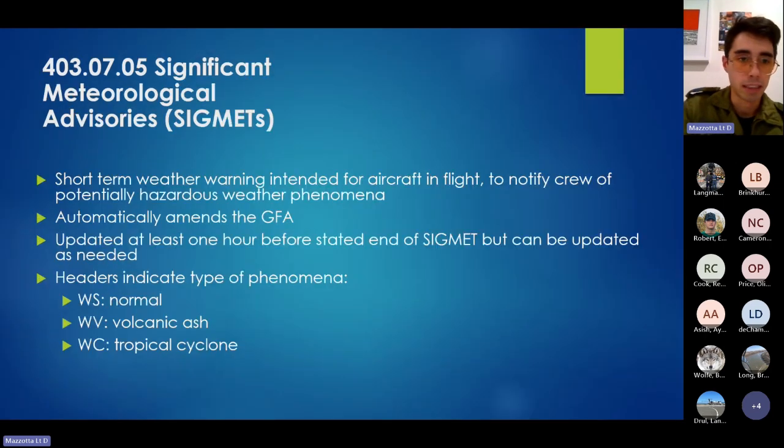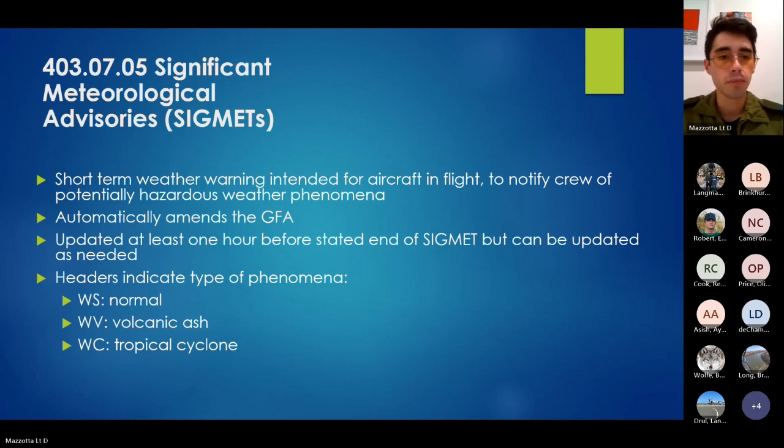Sorry, went too fast there. So again, like I said, short-term weather warnings for aircraft in flight, they automatically amend the GFAs and they're updated at least 1 hour before the stated end of that SIGMET and updated as needed. So some headers to include the types of phenomena would be WS for normal, WV for volcanic ash, and WC for tropical cyclone.